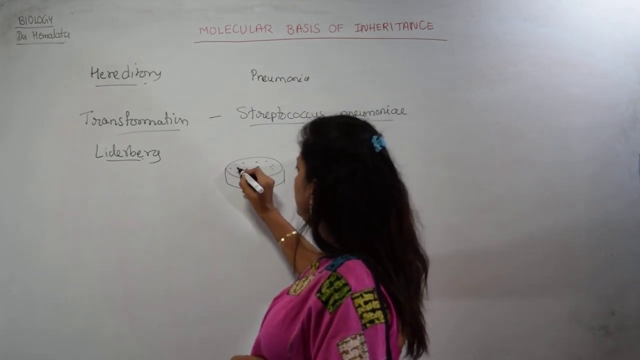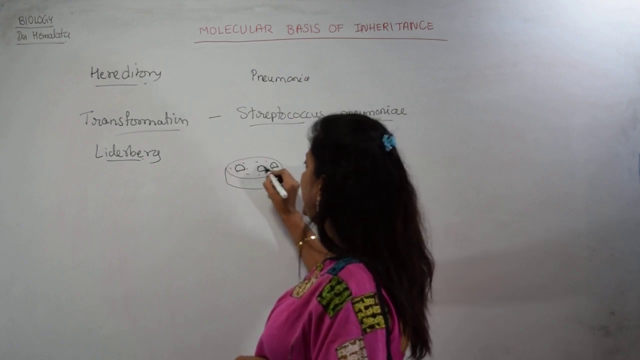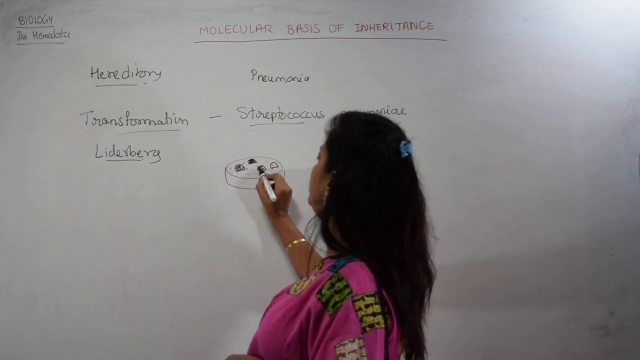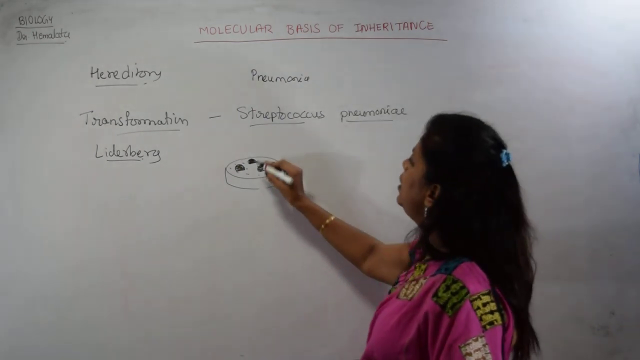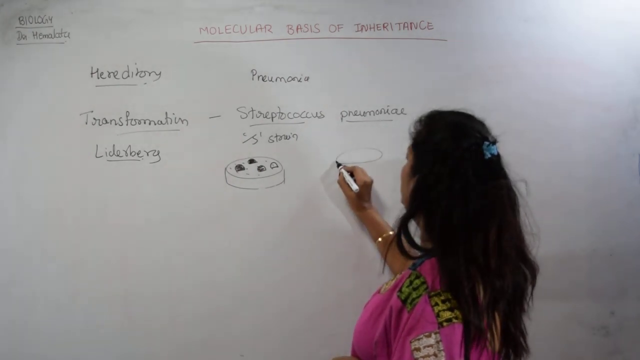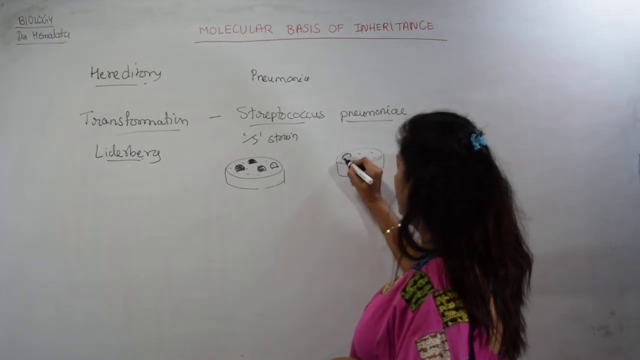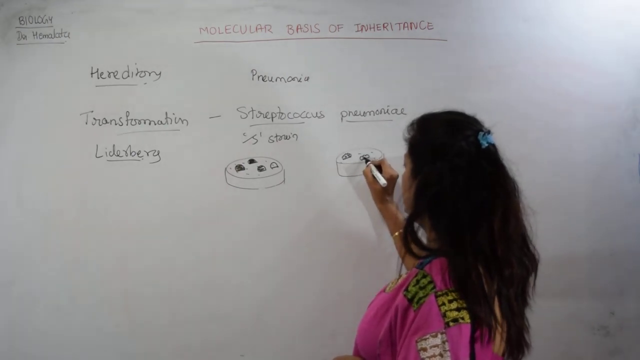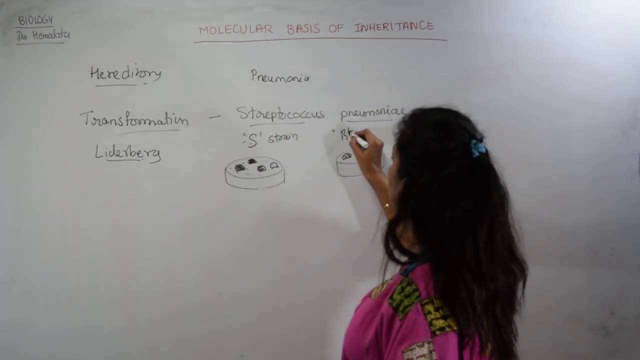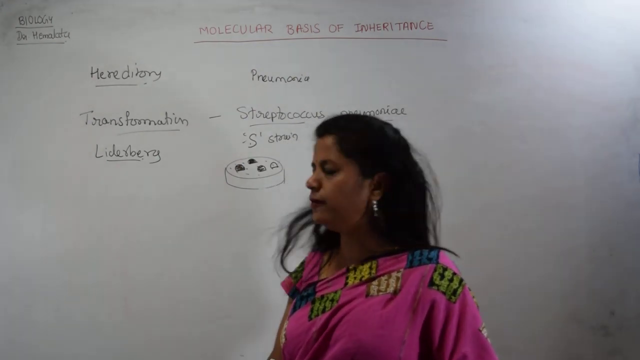One strain was producing smooth colonies. These are called colonies of bacteria. They form smooth colonies, which means their surface is smooth. He called this the S strain of bacteria. Another type of bacteria he took was forming rough colonies. He called this the R strain. So two strains he had taken for the experiment.